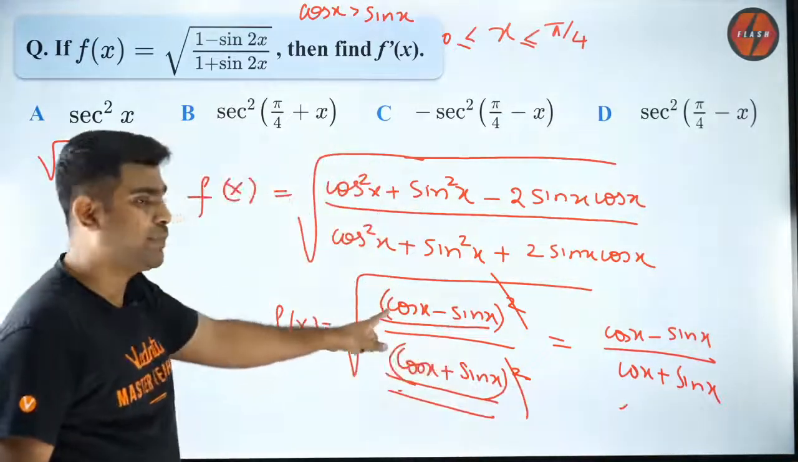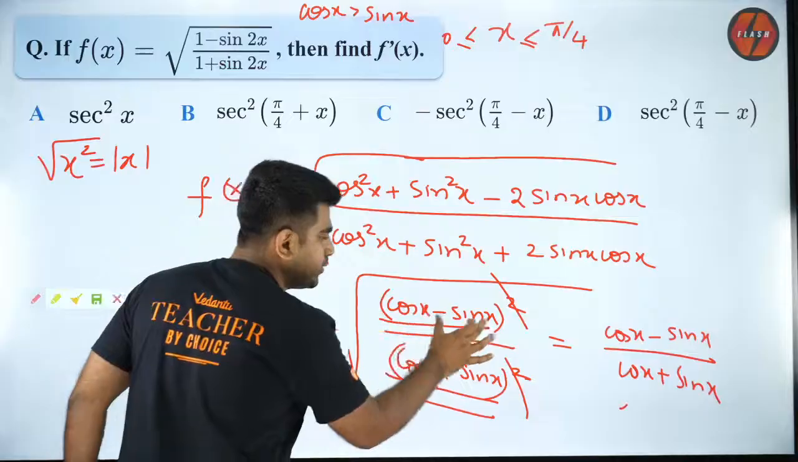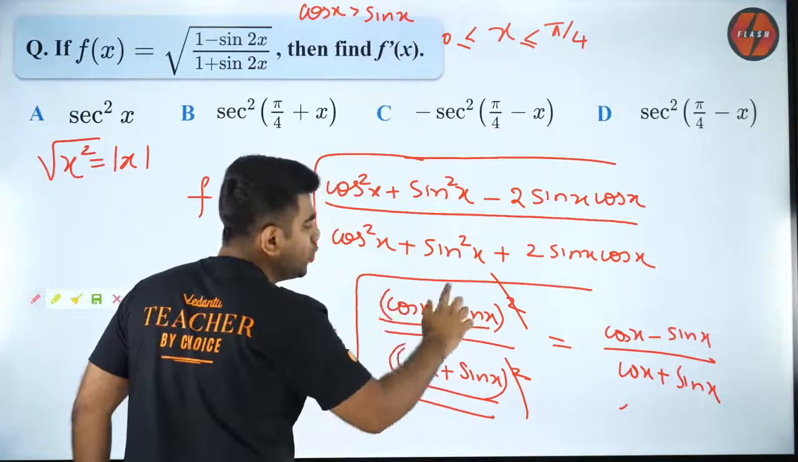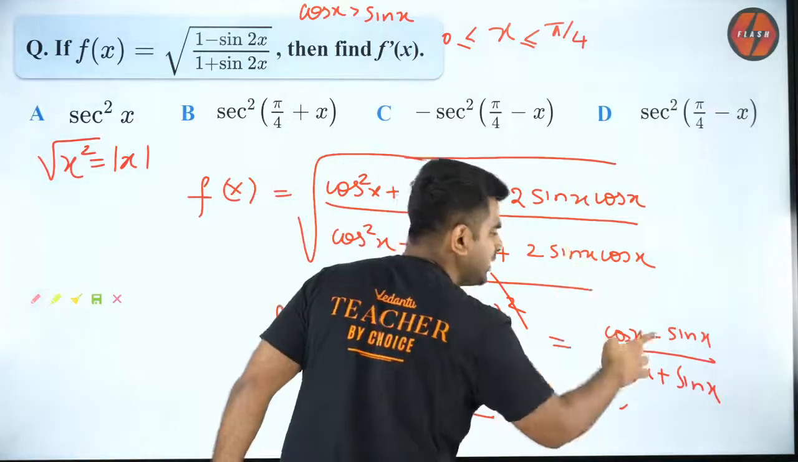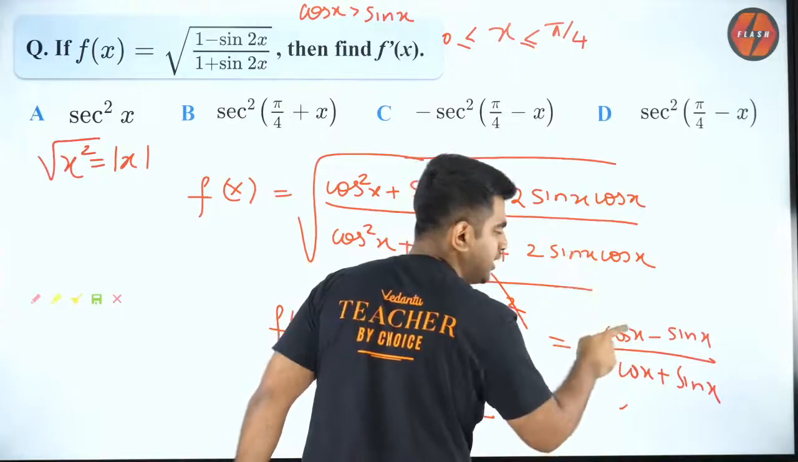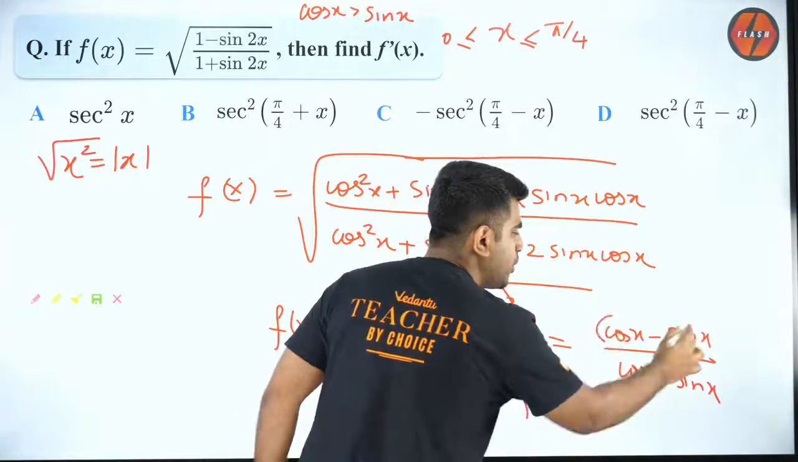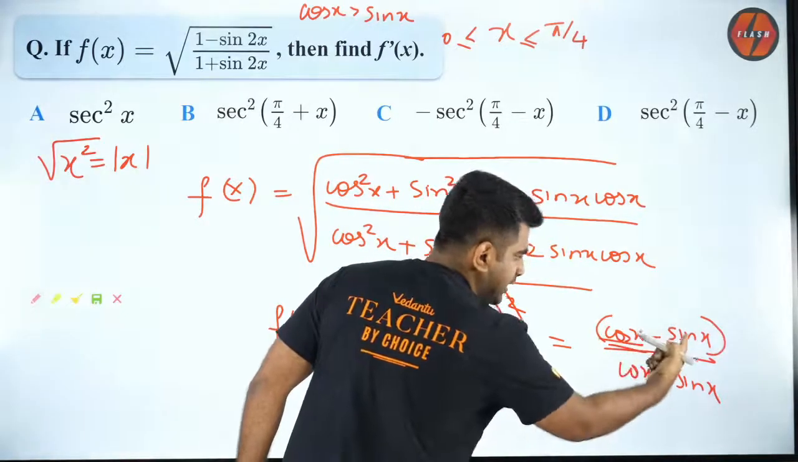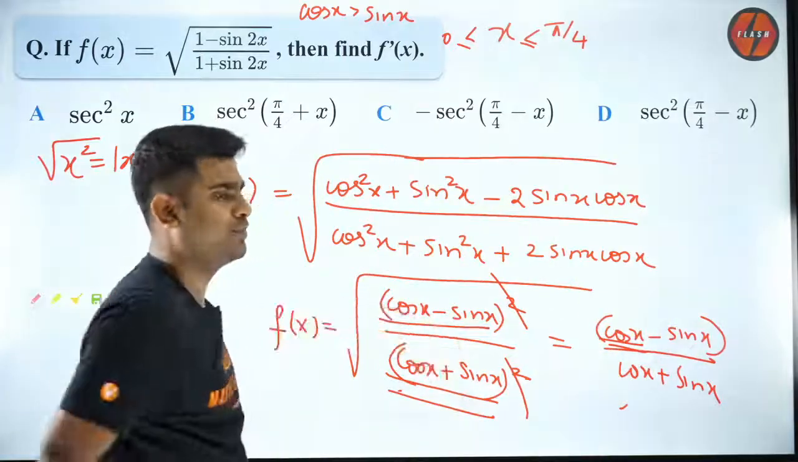But the numerator is important. Numerator, you have cos x minus sin x, right? So when I take root, I should get outside a positive value. This should be positive. So how can I ensure this is positive? By making sure cos x is greater than sin x. So that's what I did.